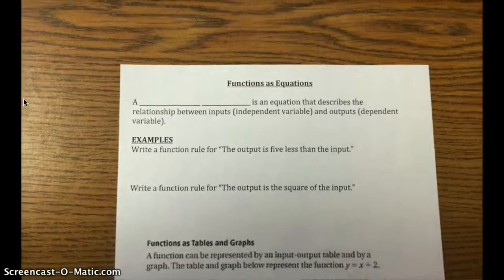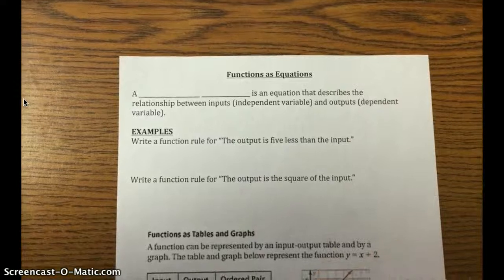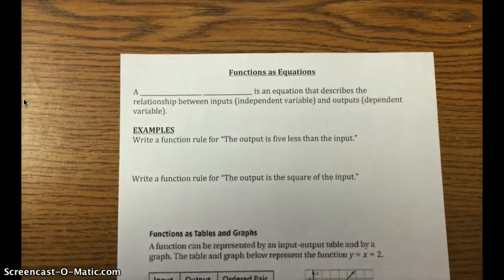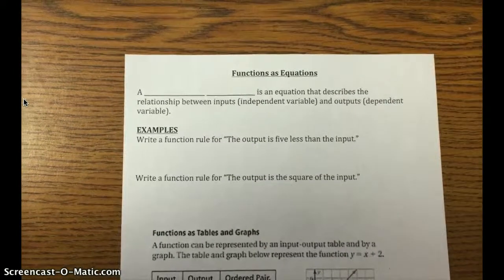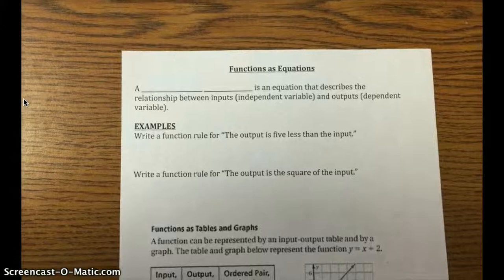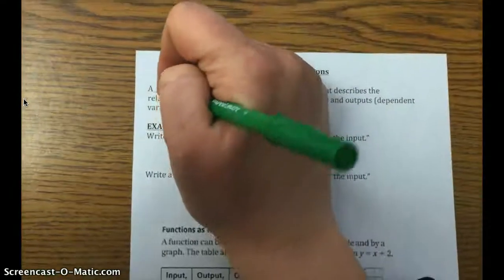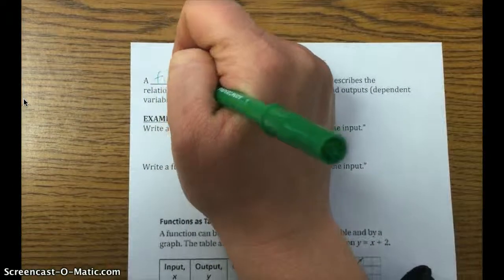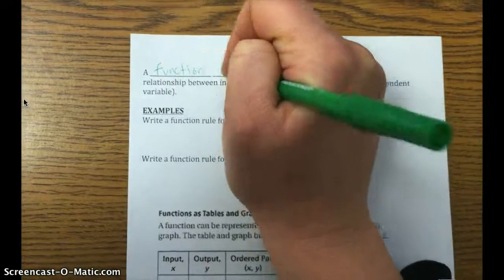So the first thing we have is a blank. A blank is an equation that describes the relationship between inputs, the independent variable, and outputs, the dependent variable. So this is called a function rule. So you're going to fill in function rule.